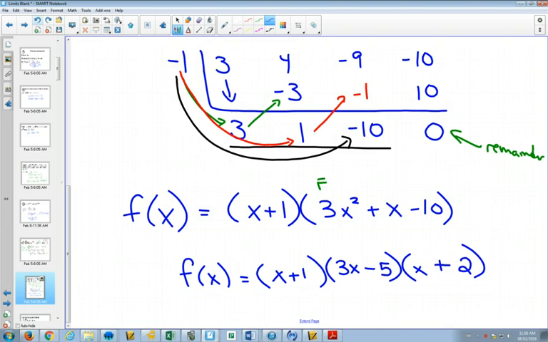Again, I do a quick check. If I multiply this out, do I get 3x squared? Yes. Do I get a minus 10 with my last ones? Yes. And do the outside and the inside make plus 1x? Yes. And so now we've factored this completely. We use the factor theorem. We notice that sure enough, all of our last terms multiply to make negative 10. And we've picked negative 1 first to find this factor.